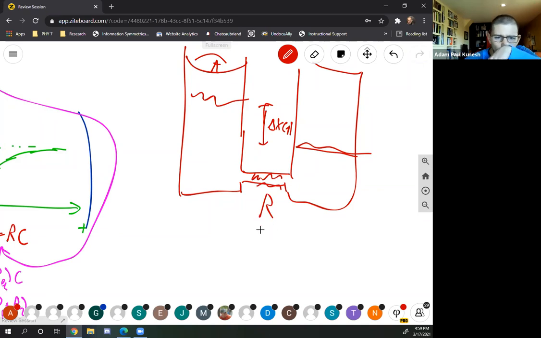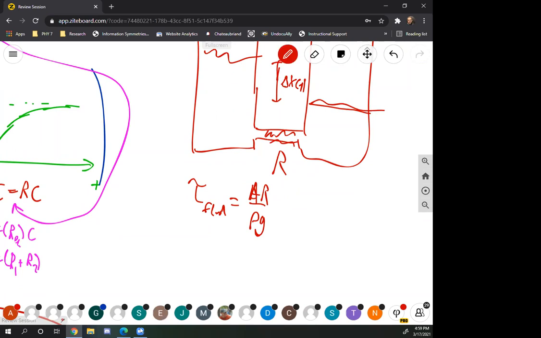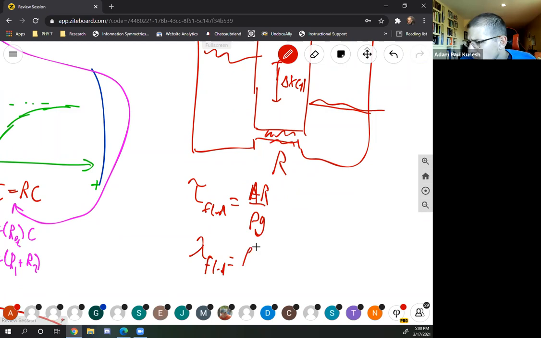So what you're referencing, I think, is the time constant for the fluid case, which is AR over rho G. In terms of lambda, it's just going to be the inverse of that. So the lambda, the rate for my fluid, is going to be rho G over AR. There we go. Okay, so now I'm ready.